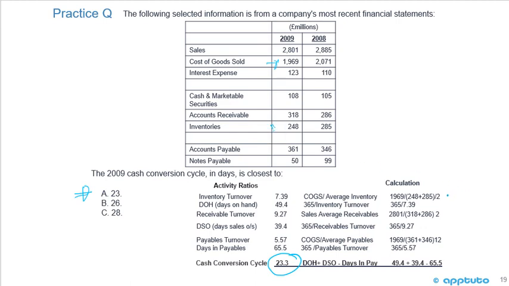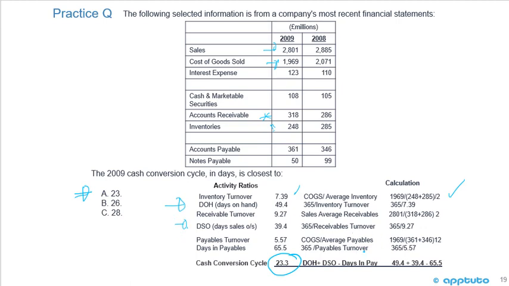So we had to do cost of goods sold divided by average inventory, and that gave us 7.39. 365 divided by 7.39 gives us our days on hand. For our receivables turnover, it's going to be sales. We have our 2009 sales divided by our average accounts receivable. Again, then 365 divided by the turnover gives us our days sales on hand.